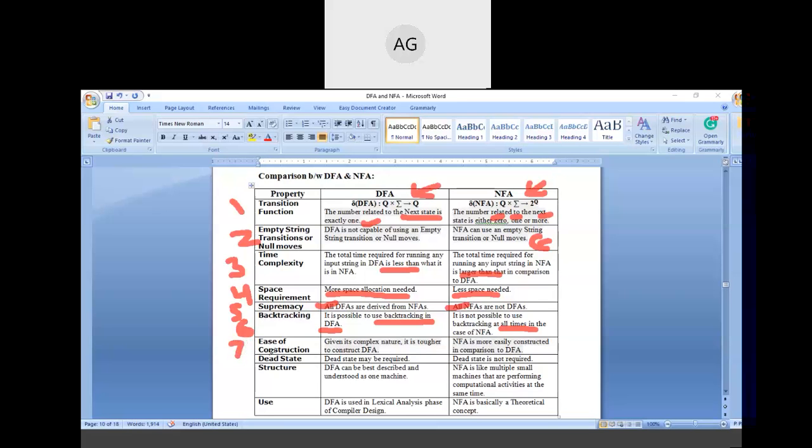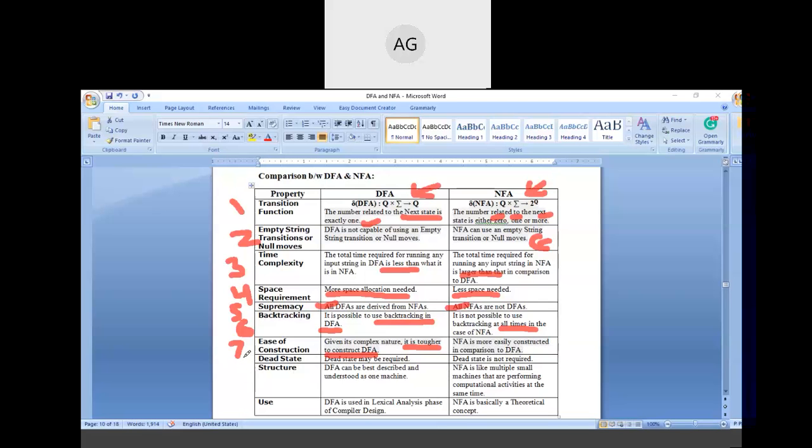The seventh comparison is ease of construction. In the case of DFA, given its complex nature, it is tougher to construct. Just remember it. DFA is of complex nature, and as it carries more space than NFA, that's why it is tougher to construct DFA. Whereas NFA is more easily constructed in comparison to DFA.